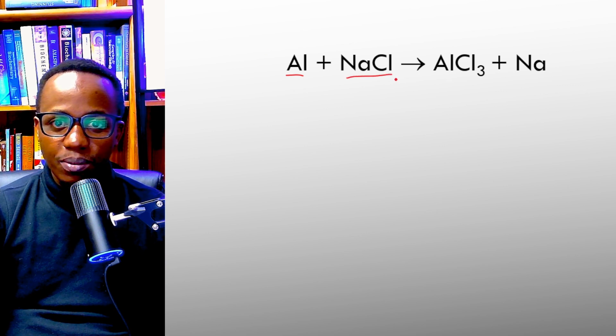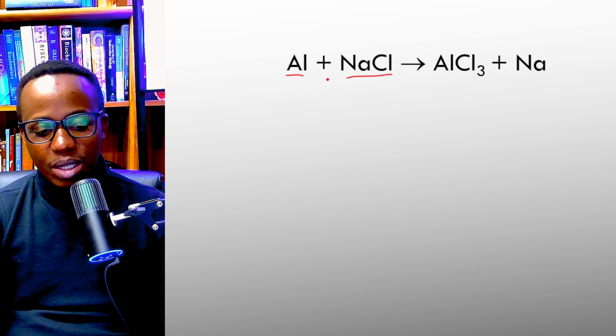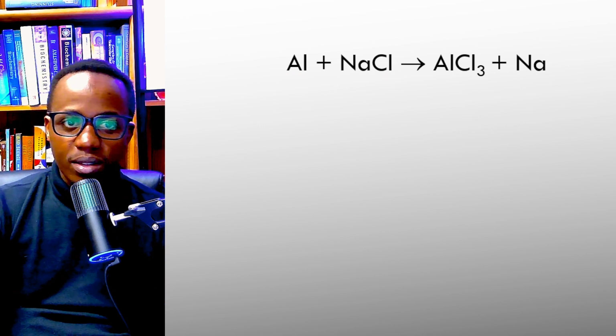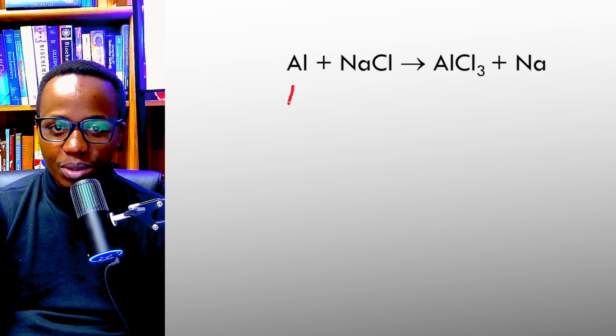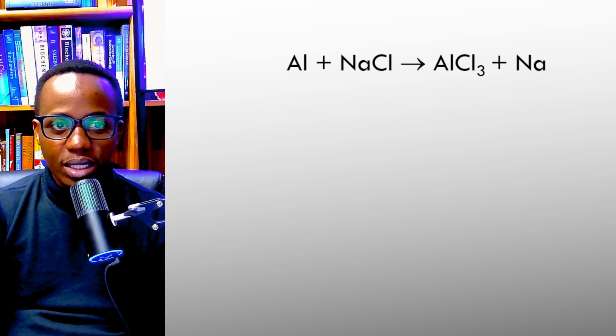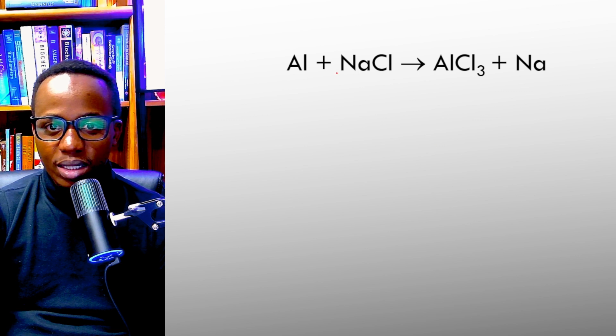Single replacement because you have one thing plus two things is equal to two things plus one thing, right? This aluminum is going to come in and replace Na. That is a single replacement, but that's not our job today. Our job today is balance it. Why? Because it's not balanced. It's almost balanced, right? Aluminum is the one that's not balanced, but we know the steps to follow.